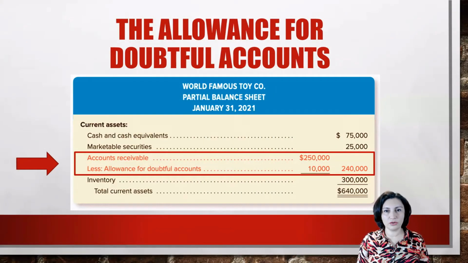And this is how it looks on the balance sheet. Accounts receivable, 250,000, less allowance for doubtful accounts, 10,000. The total net realizable value of accounts receivable is 240,000.